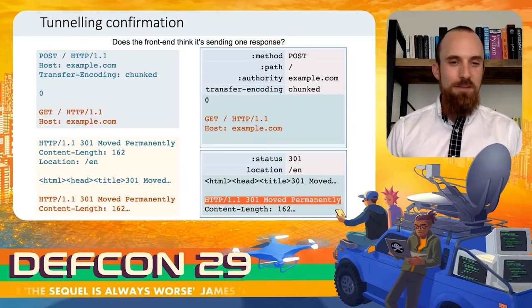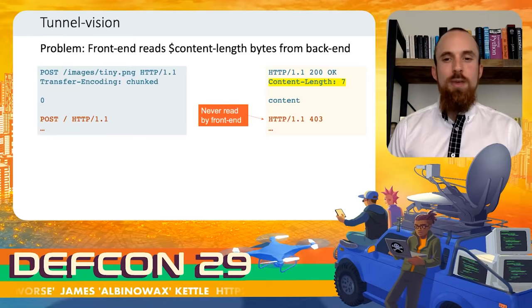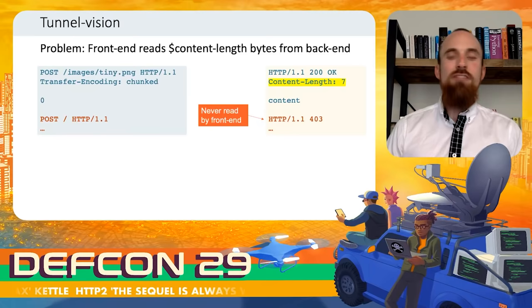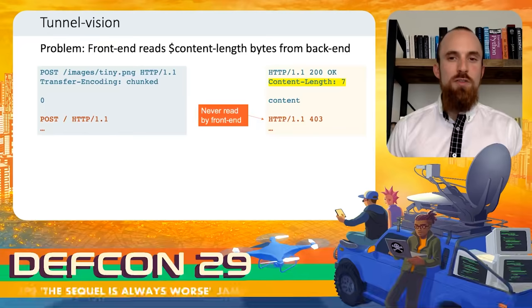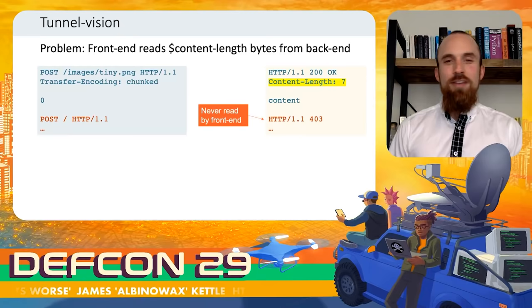The second problem is that request tunneling is often blind, because the front end looks at the content length header coming from the back end in order to know how many bytes it should read off the socket and pass on to the user. So we can smuggle two or three requests to the back end, and the back end will generate responses and it will try and send them to us, but the front end will only show us the first one, which is the one that we don't have much control over and isn't particularly interesting. This makes life extremely difficult, and this is the behavior that was present on Bitbucket that drove me completely insane.